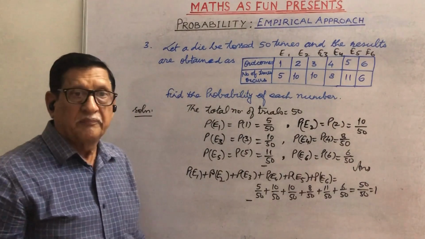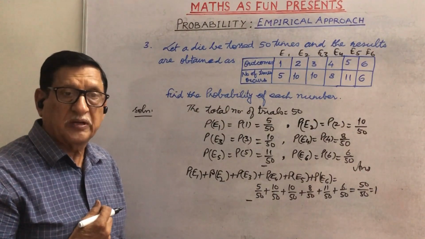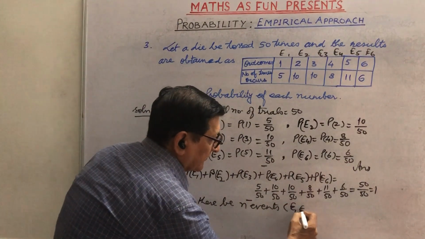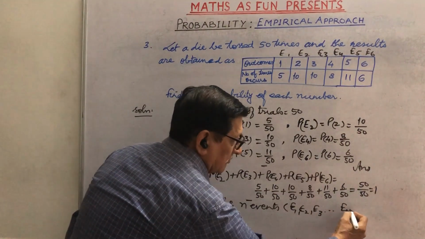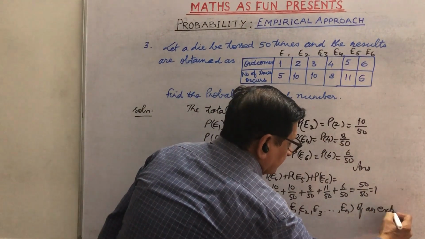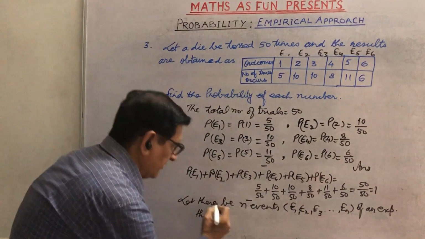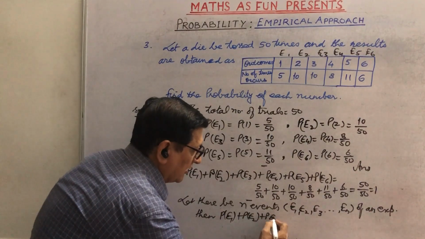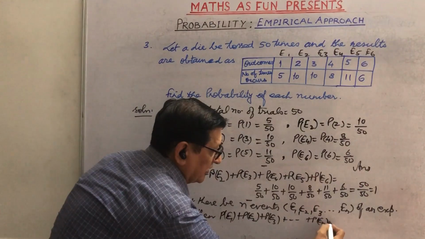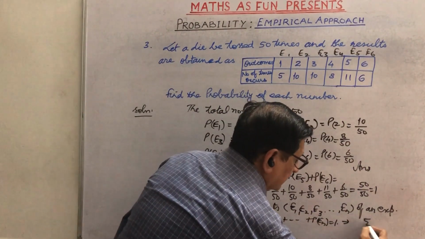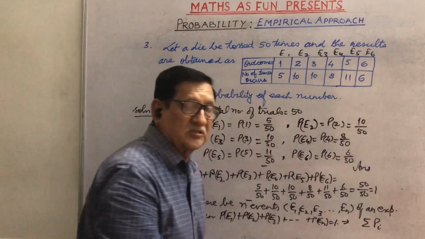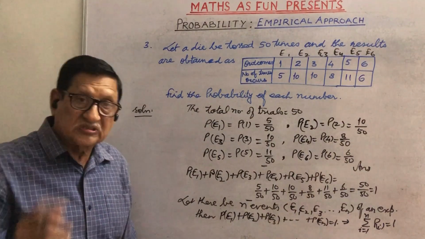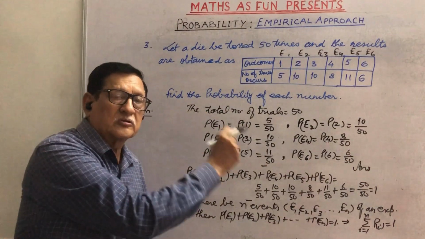If we generalize this, suppose there are n events in any experiment. Let there be n events, that is E1, E2, E3 and En, of an experiment. Then the sum of their probabilities, P(E1) plus P(E2) plus P(E3) and so on plus P(En), will be equal to 1. We can understand it like this also, that the sum of the probabilities of all events P(Ei), where i is from 1 to n, will always be equal to 1. The sum of the probabilities of all the events of an experiment is always equal to 1.